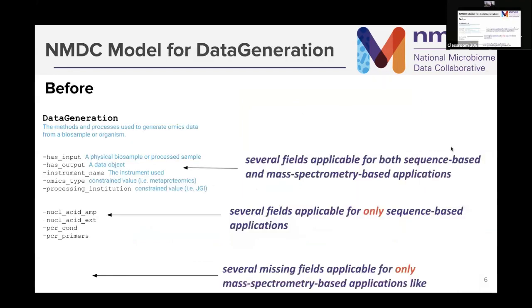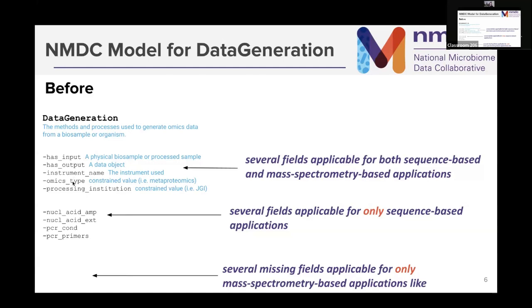So I'm going to show you before what this aspect of the schema looked like. The records had to follow this particular format. They were called data generation. They had an input, which was a physical biosample or a sample from a lab. It had an output, which is a data object. So these are the data objects that we would then point to, say, MetaboLights or NCBI or some other data repository. The instrument name was the type of instrument that was used.